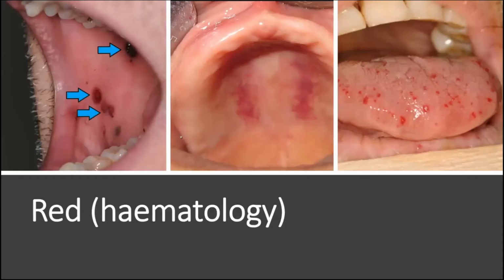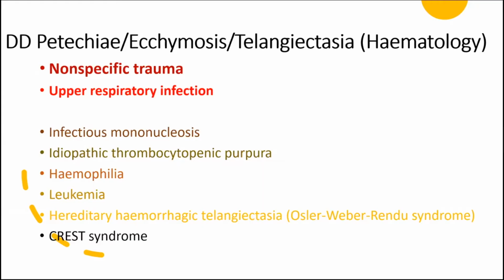Now we focus on red lesions that are specific to hematology. So petechiae, ecchymosis, and telangiectasias. Ecchymosis is a bruise, okay? Petechiae are tiny, small bleeding spots, and telangiectasias are dilation of vessels, of the end of the vessels, basically, put it simplistically. The most common reason for them is non-specific trauma.